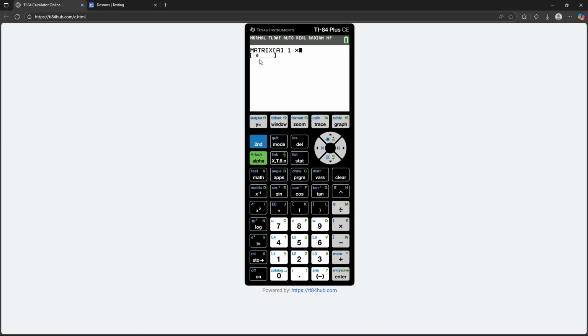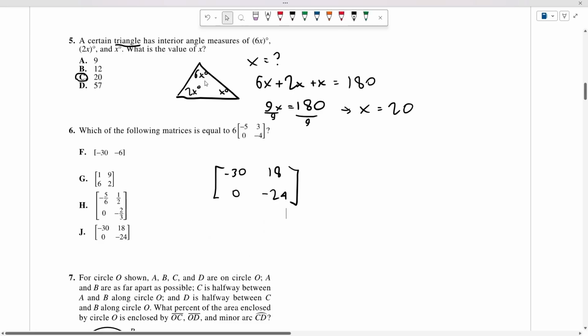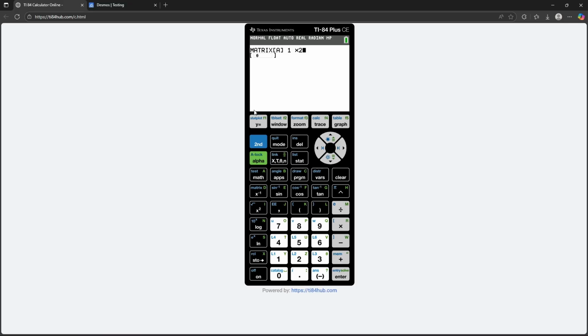It's a 2 by 2 matrix, right? We can go back. The matrix they gave us has 2 rows, so 1, 2, and then 2 columns, 1, 2. So it's a 2 by 2. Okay, so I'm going to say 2 by 2. And then I'm just going to put in my numbers. I have negative 5. Oh, let me go back. What happened there? Okay, go to edit, hit enter.